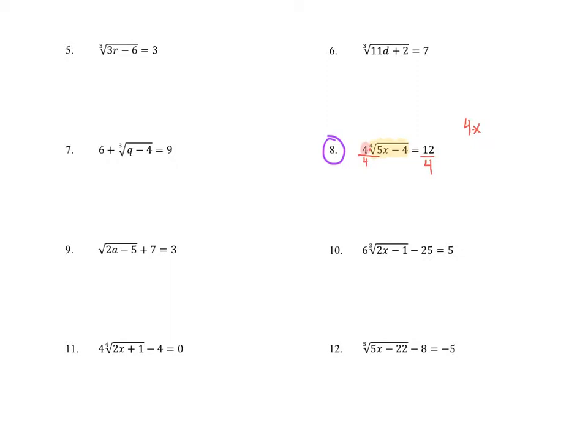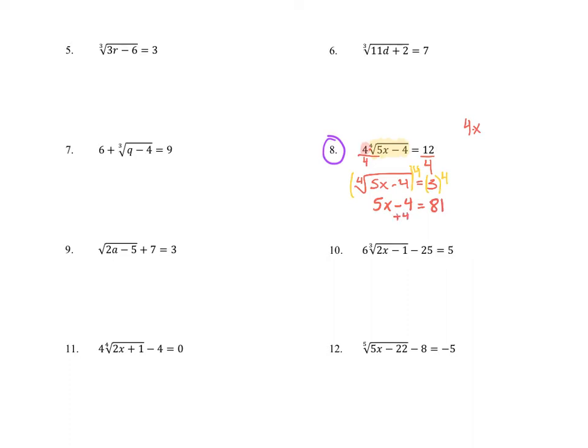So what that's going to get me is the fourth root of 5x minus 4 equals 3. Now, since it's a fourth root, I want to raise both sides to the fourth power, because that's how I get rid of a fourth root. You're always going to raise it to the same power as the index. So I have 5x minus 4 equals, now 3 to the fourth power is 81.